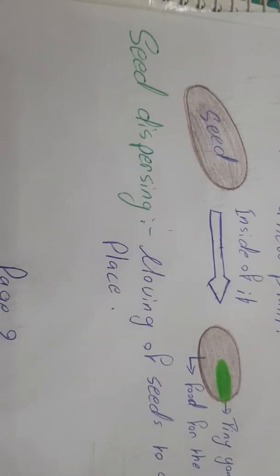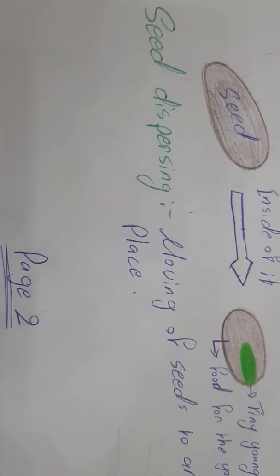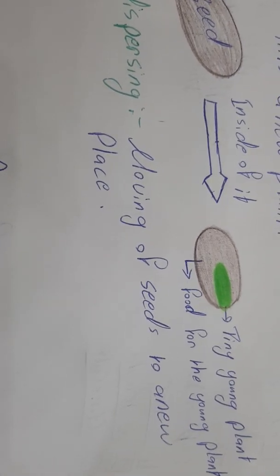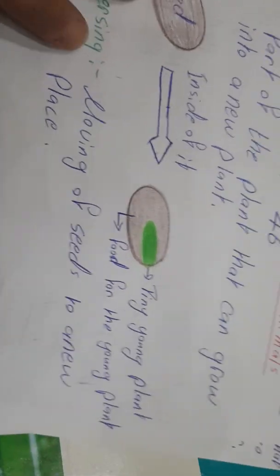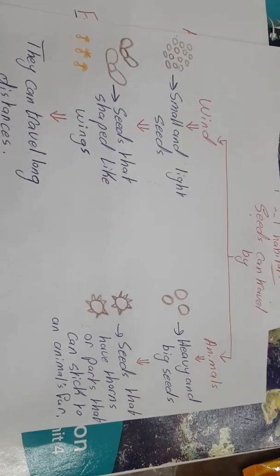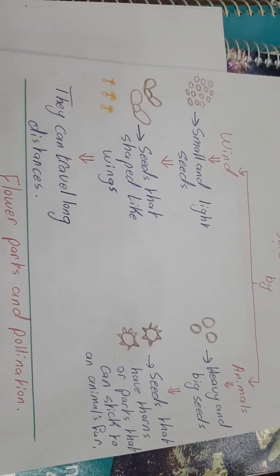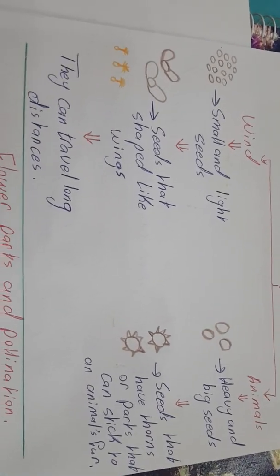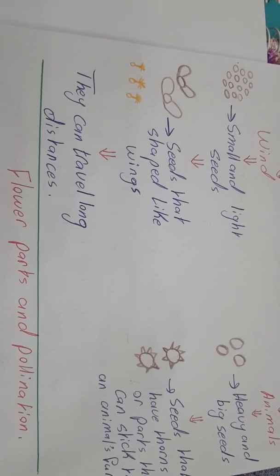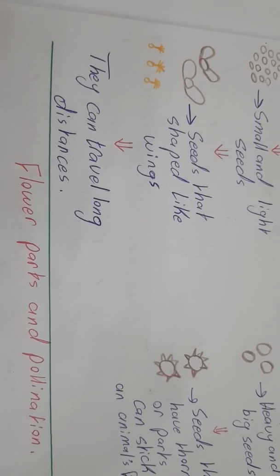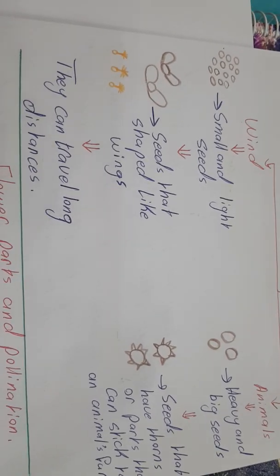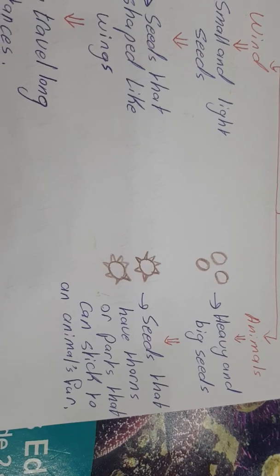Okay? Now, we talked about seed dispersal. What is seed dispersal? It is the moving of seeds from one place to another, or the moving of seeds to a new place. Seeds can travel in two ways: wind and animals. Small and light seeds can move by wind. Also, different kinds of seeds that are shaped like wings can travel by wind for very long distances.